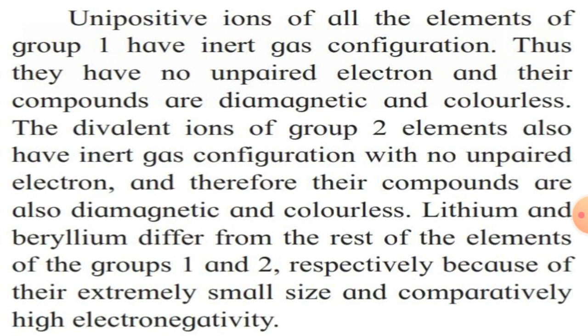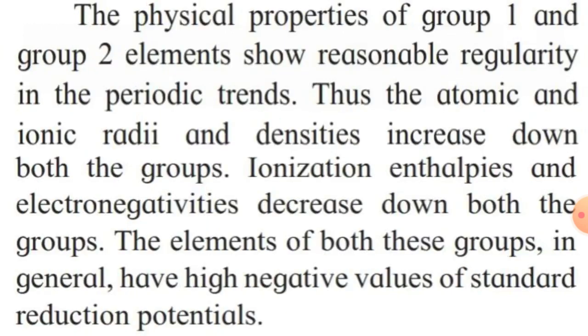Lithium and beryllium differ from the rest of the elements of group 1 and group 2. Why do they differ? Because they have extremely small size and comparatively high electronegativity. These two elements, lithium from group 1 and beryllium from group 2, differ from the rest of the elements.